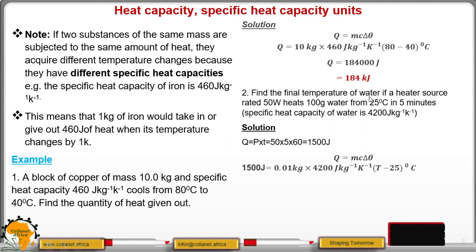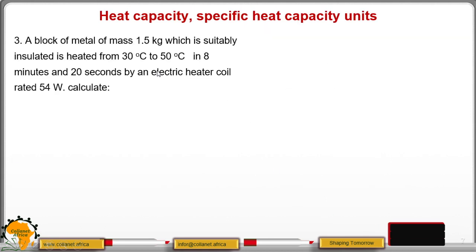And now we are told that it is being heated from 25. We are looking for the final. So it will be capital T minus 25. We have that if you multiply this will give you 42, and this is 1,500 joules. So to get T minus 25, you divide through by 42. And when you divide, you get that it is 35.71 degrees Celsius. Now to get T, you take 25 on the other side, so you add. After adding, you find that the final temperature will be 60.71 degrees Celsius. Then from there, we move to another example.